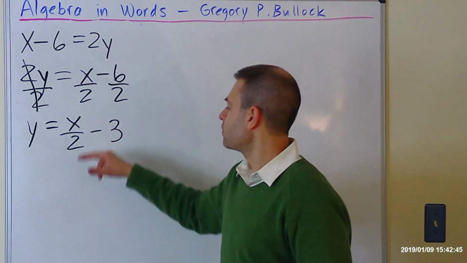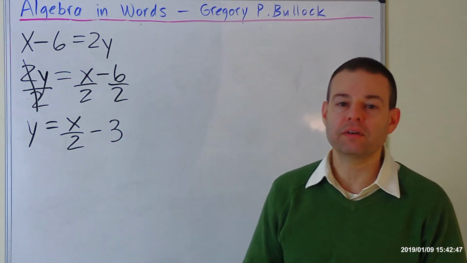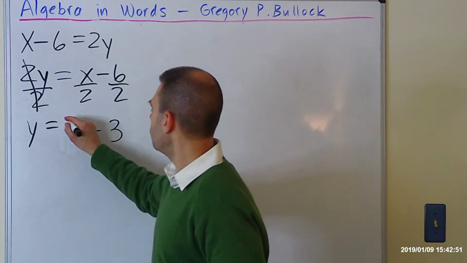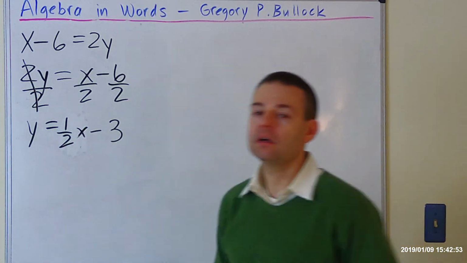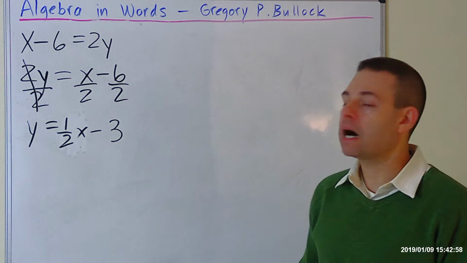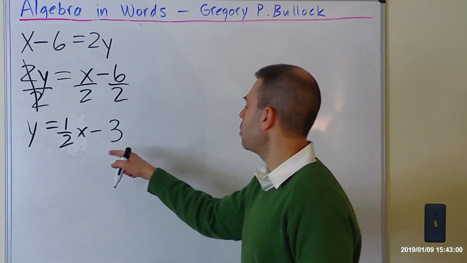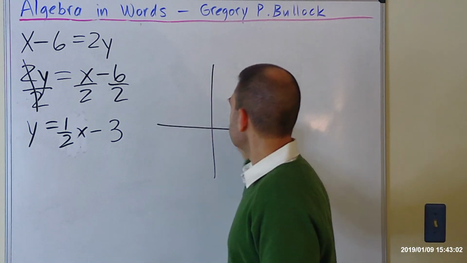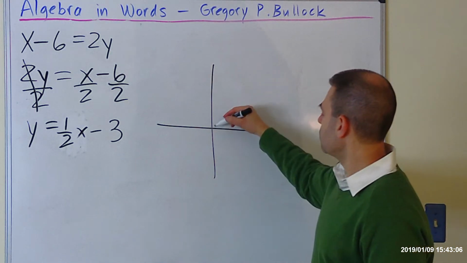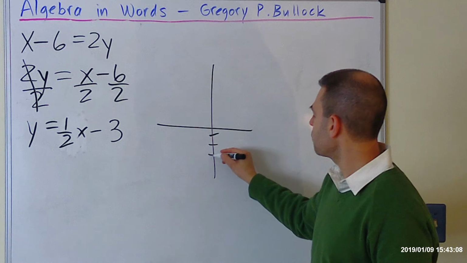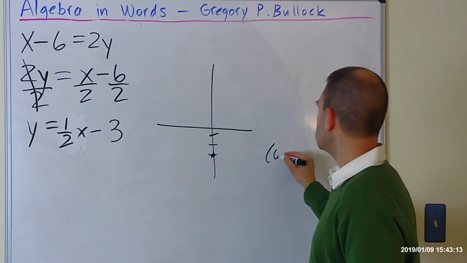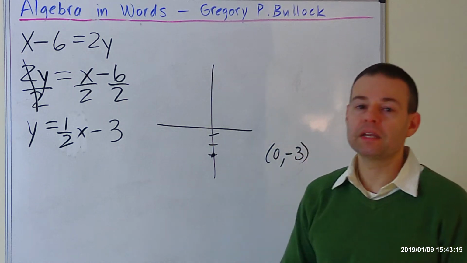We have x over 2. Let's make that clearer so it's obvious that it's the slope and x. So I'm going to make this 1/2 x. 1/2 x minus 3. Alright, and now we're just going to plot that using the slope-intercept form. Start with the y-intercept, which is negative 3. Start at the origin and go down 1, 2, 3 units. Okay, that point would be (0, negative 3).